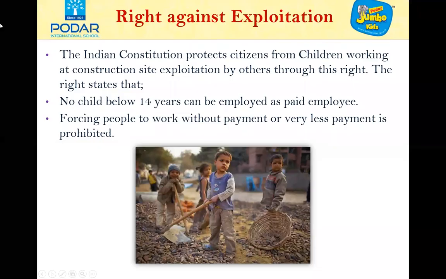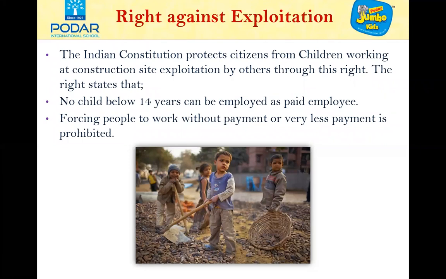Next, right against exploitation. The Indian Constitution protects citizens from exploitation by others through this right. The right states that no child below 14 years can be employed as a paid employee. Forcing people to work without payment or very less payment is prohibited. So the first point says that no child below 14 years can be employed as a paid employee.